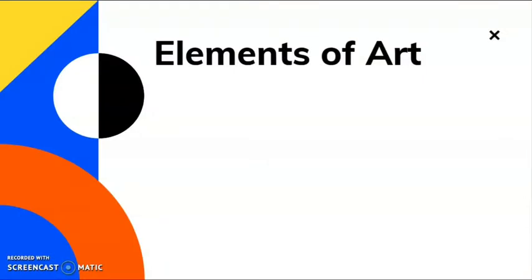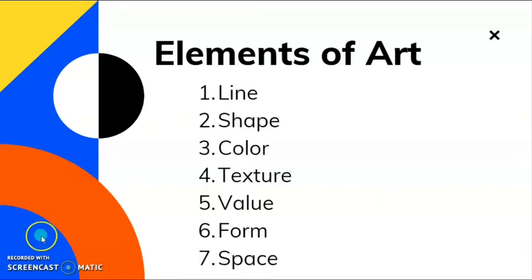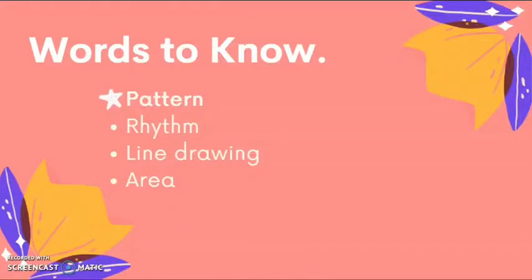We talked about the elements of art in Lesson 2. Do you remember the 7 elements of art? It's okay if you don't. The 7 elements are line, shape, color, texture, value, form, and space. Our words to know for Lesson 4 are pattern, rhythm, line drawing, area.